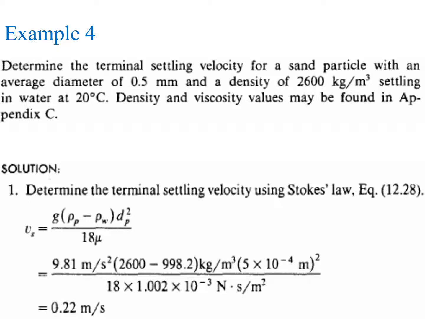So gravity is 9.81 times 2600, which is given here, minus 998.2, that is the rho of the water at 20 degrees Celsius, times 5 times 10 to the negative 4 meter, which is the diameter of 0.5 millimeters, squared, over 18 times mu. If you go to the table, mu is 1.002 times 10 to the negative third. So from here, you will find 0.22 meters per second.